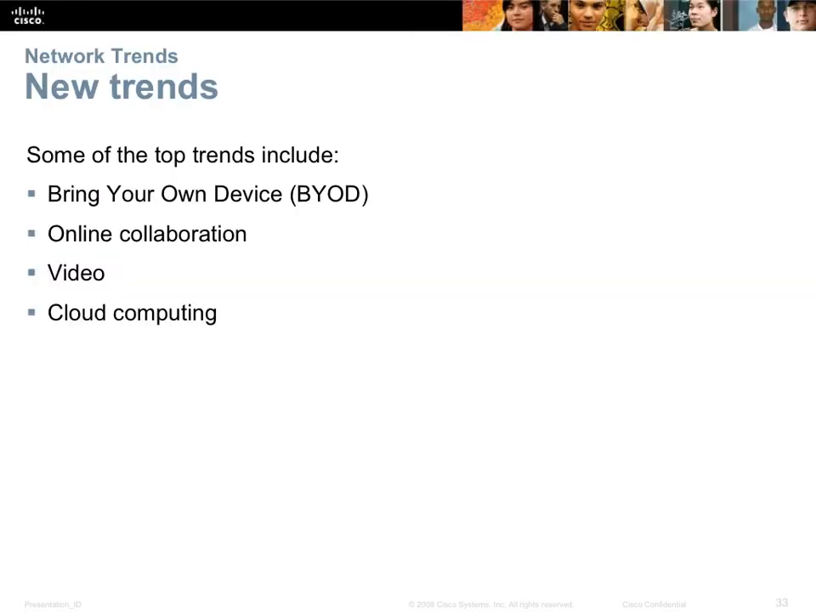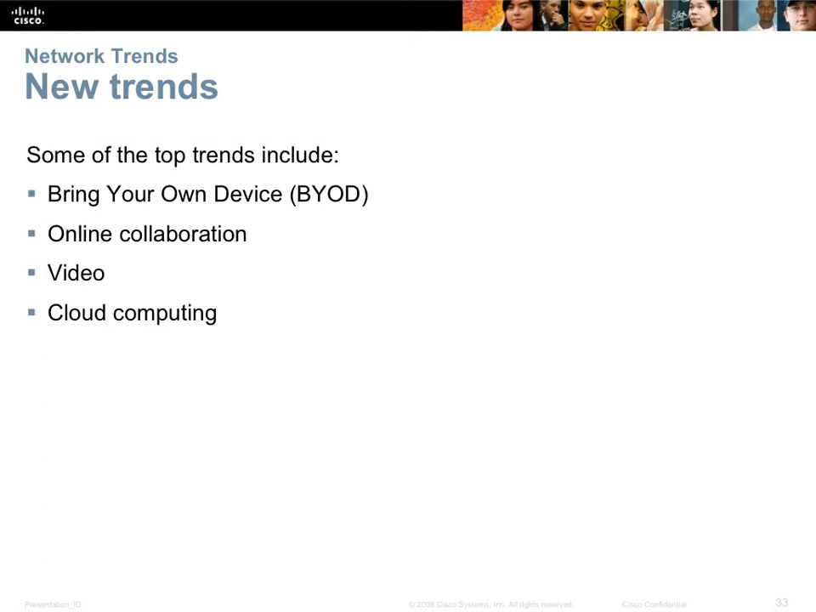So changing the network environment talks about the fact that there are some trends that appeared in the last decade or two that put a huge amount of implication on the network design. One of them is bring your own device. What does that mean? We need to talk about what that means.